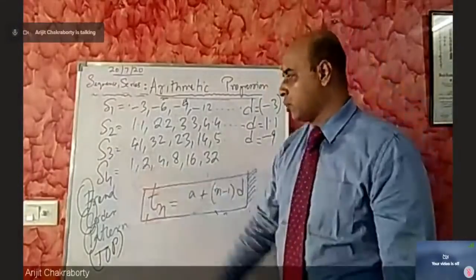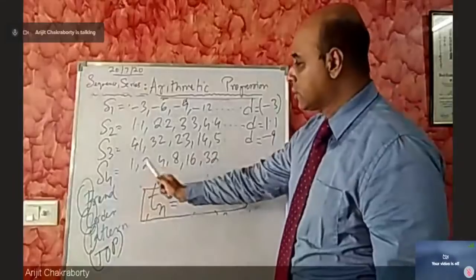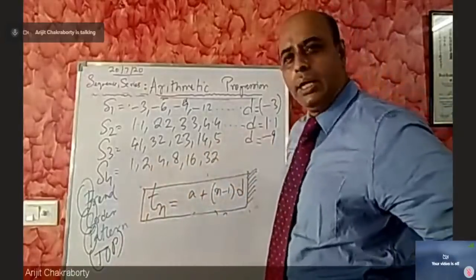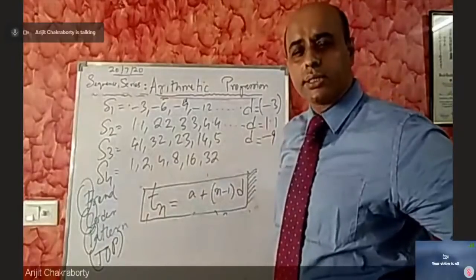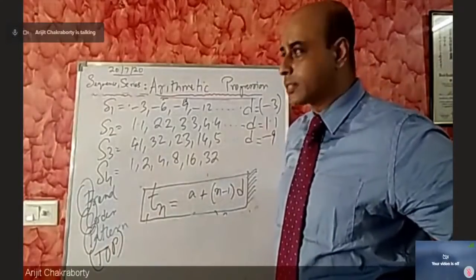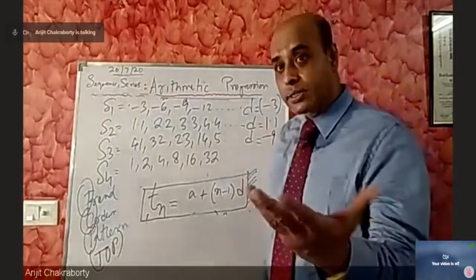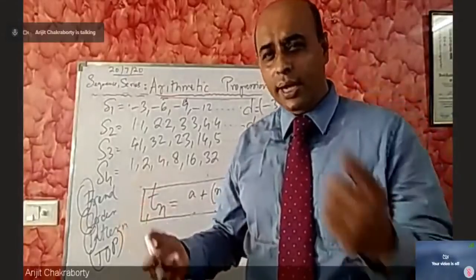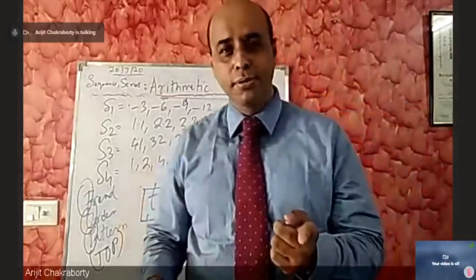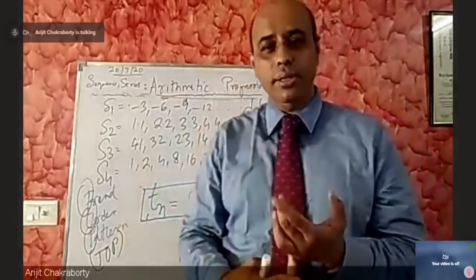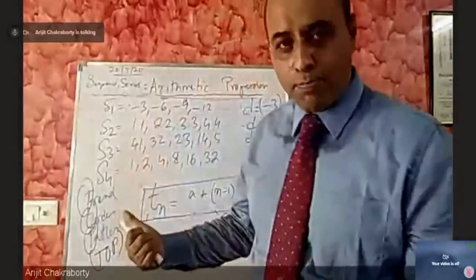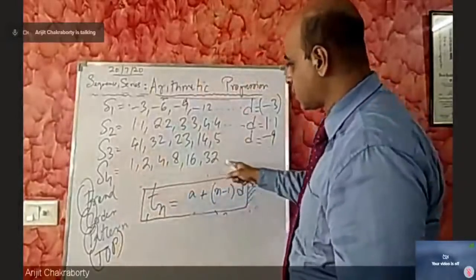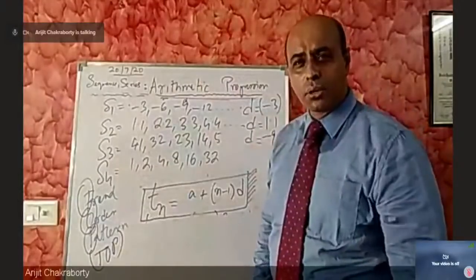Right? The last one, S4. 1, 2, 4, 8, 16, 32. Oh, let's see. Is it a sequence? Yeah, it's a sequence. Why is it a sequence? Because it is increasing. Right? I told you the short form is top. Okay? Trend, order, pattern. Do you see any top? Yes, there is a top. It's increasing. 1, 2, 4, 8, 16. Great. Very good. Excellent. Kudos.